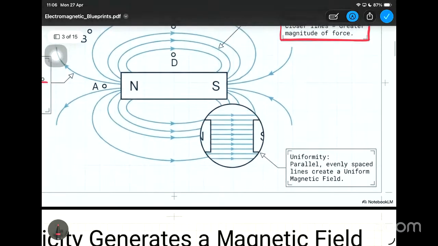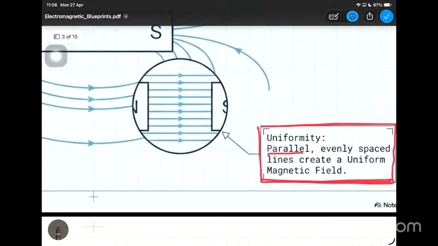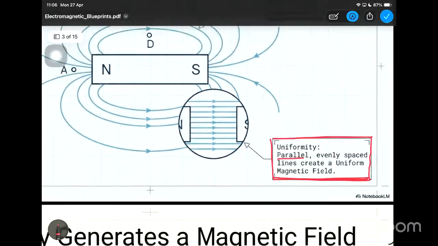And the uniformity, so this is also another concept. Uniform magnetic field means parallel, right? So this is the most important part. The magnetic field lines are parallel to each other. Parallel means you have the same spacing between two lines, right? So they are parallel to each other.